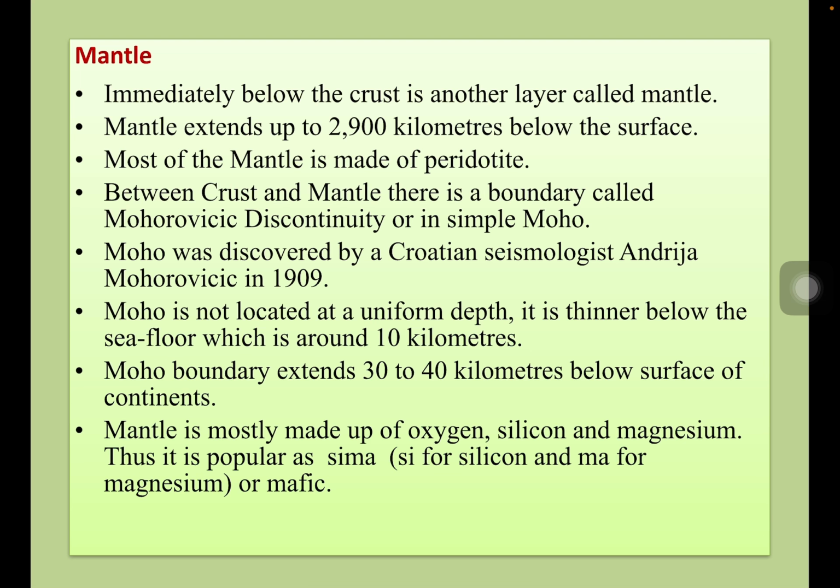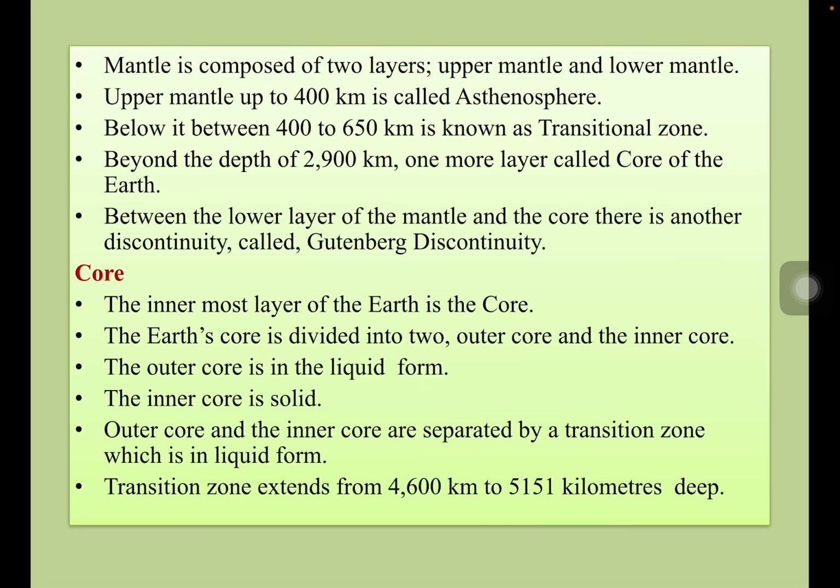Moho is not located at a uniform depth. It is thinner below the sea floor, which is around 10 kilometers, and it extends 30 to 40 kilometers below the surface of continents. Mantle is mostly made up of oxygen, silicon and magnesium. Thus, it is popular as Sima, meaning Si for silicon, Ma for magnesium or mafic.